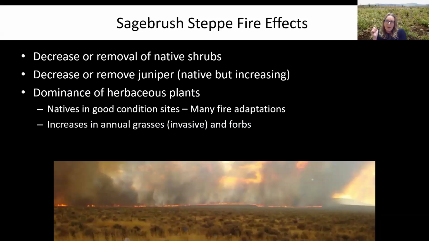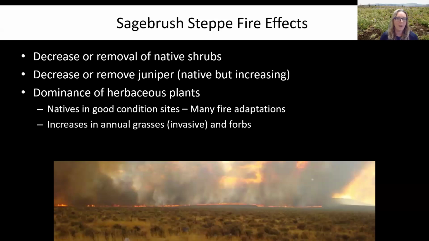So in the sagebrush biome, the role that fire plays is that it decreases or removes all woody plants, which is both the native shrubs as well as juniper. Juniper is a native tree, but it's also increasing and outcompeting some of the understory species, which is not desirable. Fire also serves to increase dominance of herbaceous plants.